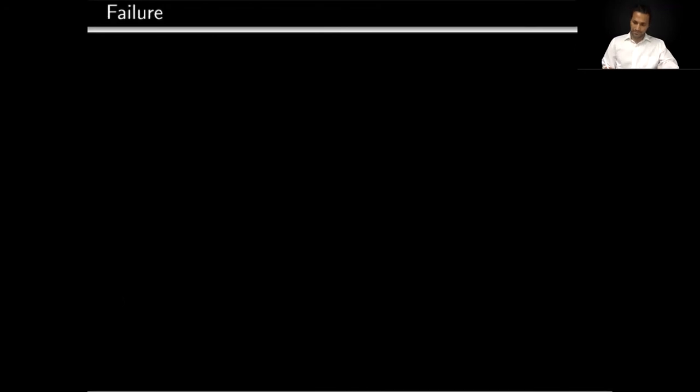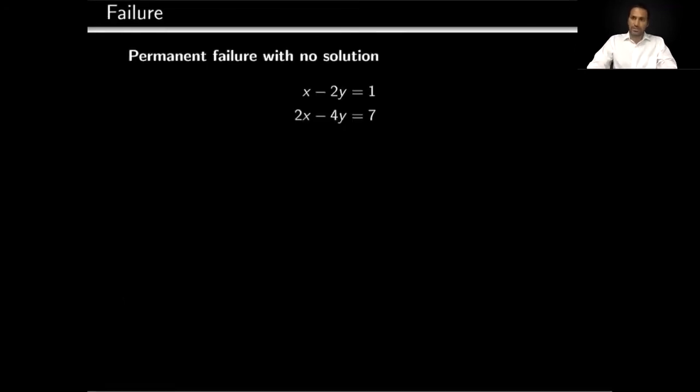The failure. Sometimes when we perform the elimination, it can fail. In the following minutes, we will see the reason why the elimination can fail. So let's begin with this example, where we will see that the elimination will fail if we perform it. So let's write down the first step.